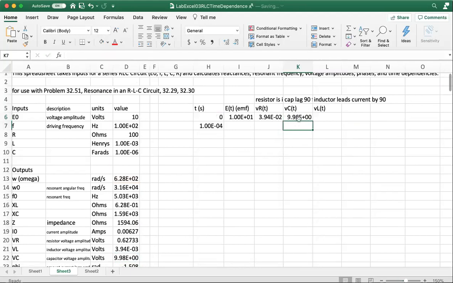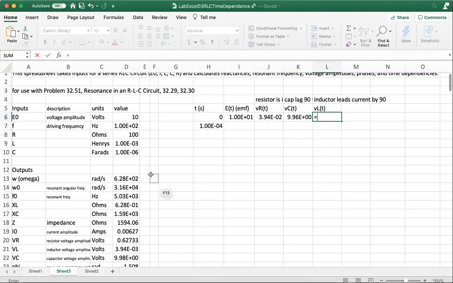Hopefully that's right. Okay, 9.96. So we're starting out with almost all the voltage. Not quite 10, but that's just, I guess, not quite 100% capacitor.